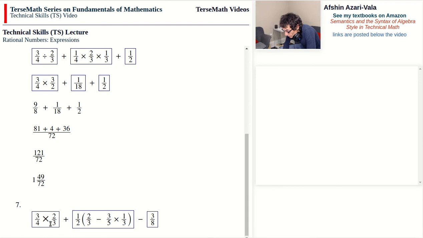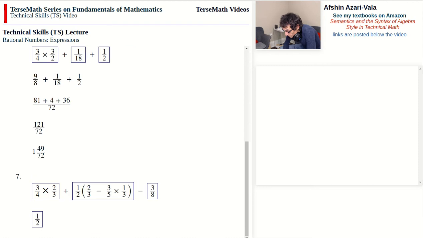3 and 3 reduce to 1s, so we can ignore them. 2 and 4 become 1 and 2, so we have 1/2. Now, the second term has 2 factors. Factor number 1 is 1/2. Factor number 2 are the brackets. These are the brackets. And we need to work out both factors and then we can multiply them. Factor number 1 is already known. It's just 1/2.